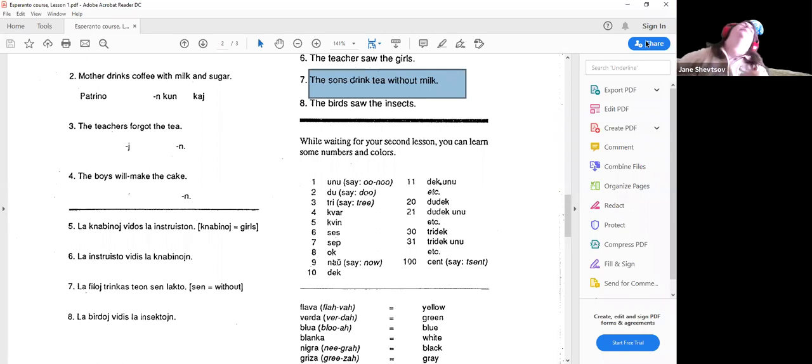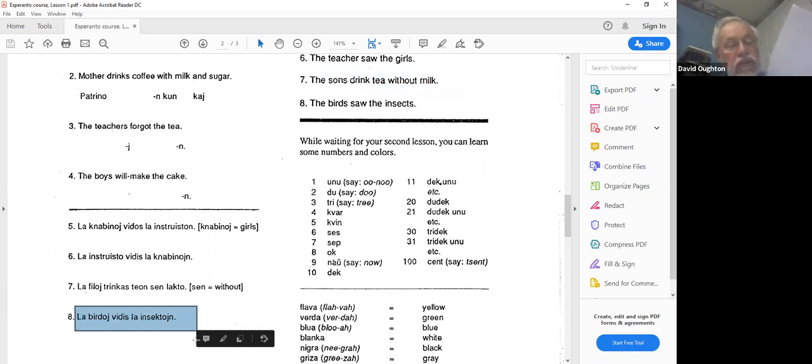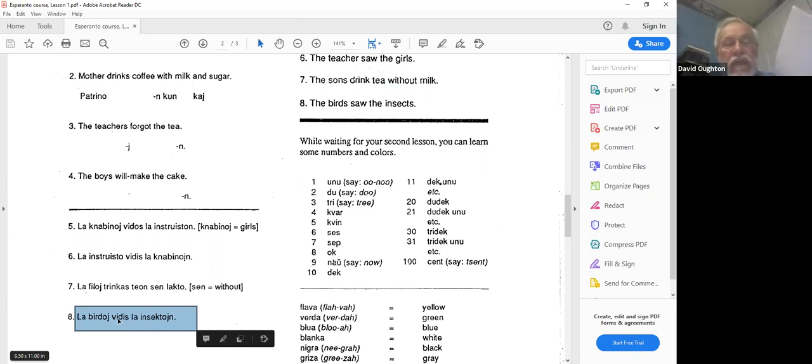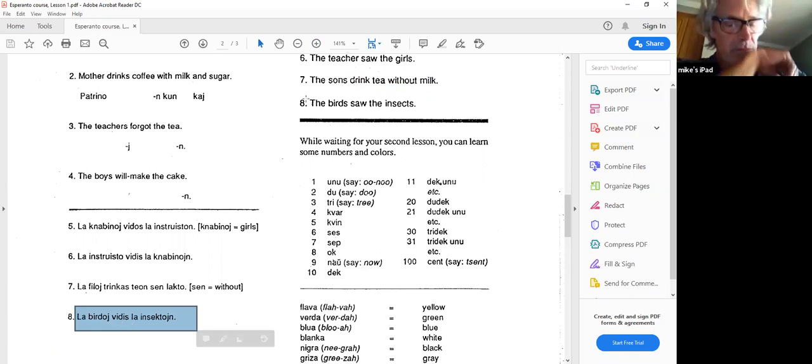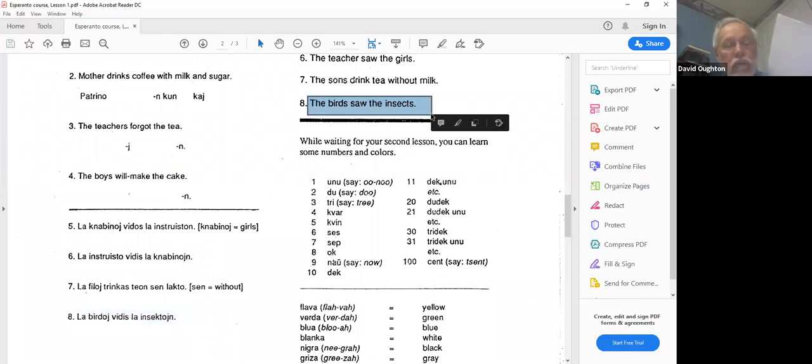Okay. And then number eight, la birdoj vidis la insektojn. So we have la, so it has to be the. We have oj for birds. So birds. We know there's more than one bird, the birds, and we have is for vidis, so it's in the past tense, they saw la, the insektojn. So that would be the plural object. Insekto is singular. We need a J on the end for plural. We need an N on the end for object, insektojn. That's what the birds saw.